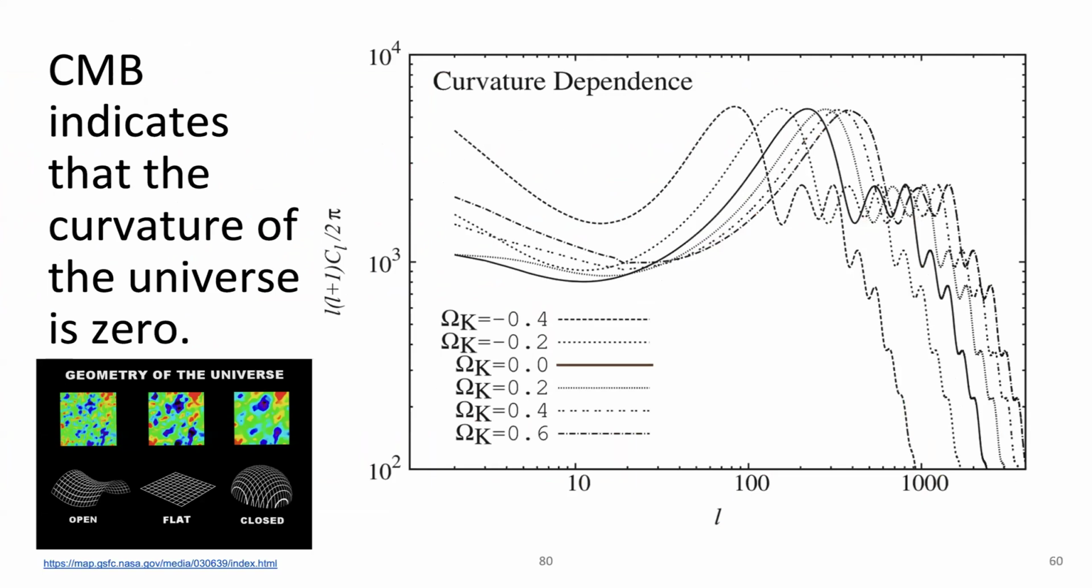How about we look at the curvature? Now here, the model is very sensitive. The positions of the peaks are very sensitive to the curvature of the universe, whether it's open, flat, or closed. Let's fly in the data. And you see the data matches a curvature. That's what this case represents. A zero curvature universe matches the data obtained from the cosmic microwave background. That's how we know the universe has a flat geometry.